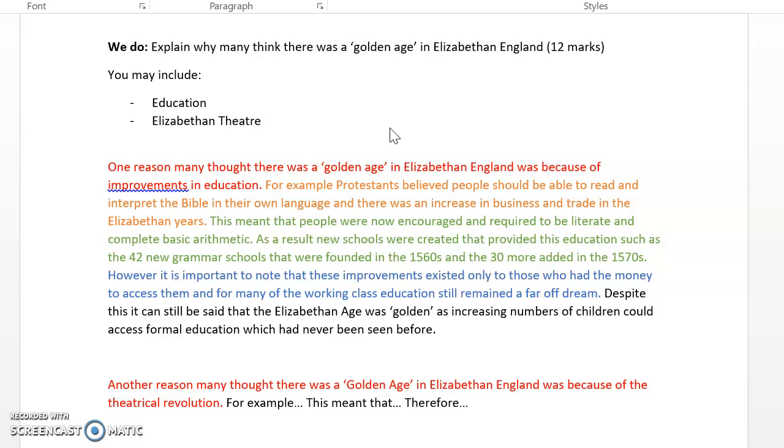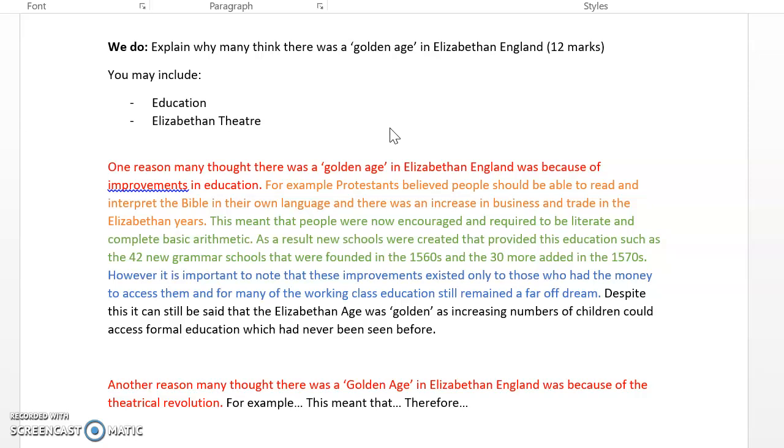As a result, new schools were created that provided this education, such as the 42 new grammar schools that were founded in the 1560s and the 30 more added in the 1570s. However, it is important to note that these improvements existed only to those who had the money to access them, and for many of the working class, education still remained a far-off dream.